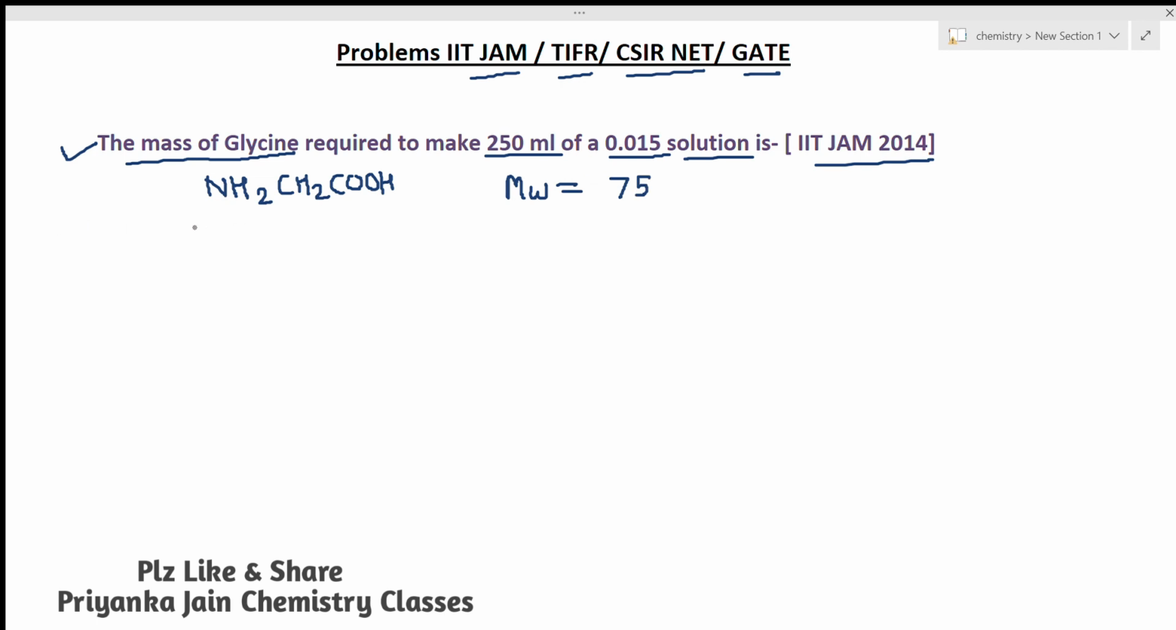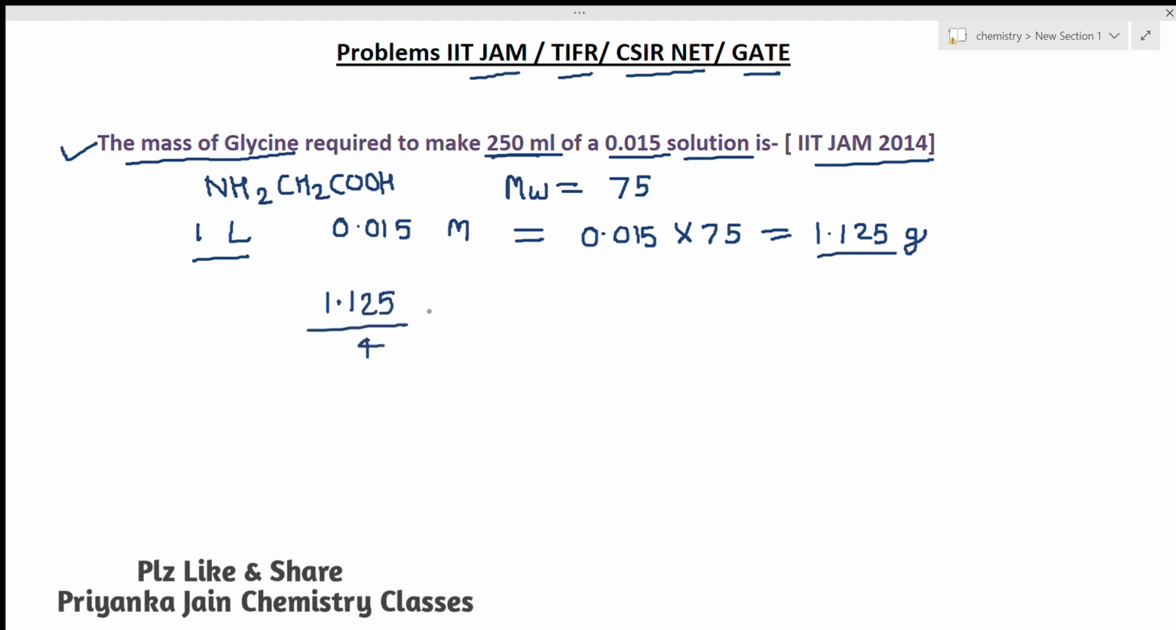So if we want to make 1 liter of 0.015 M solution, then for this we need 0.015 multiplied by the molecular weight 75 so that we can find out the grams, as I have told you. So this will be equal to 1.125 grams, right? But we have to make only 250 mls and this is for 1 liter. So what you have to do? You have to make only 1/4, so just divide it by 4. Then you will get your answer, and the answer will be 0.281 grams.